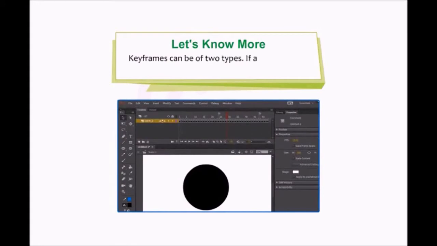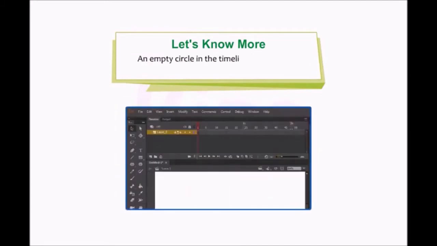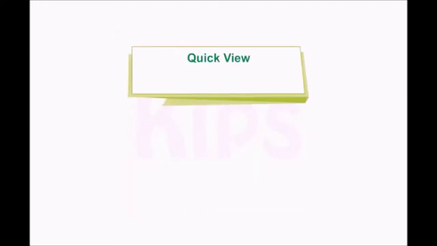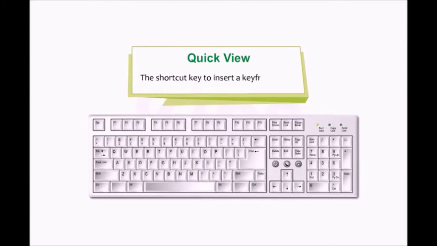Students, let us know more. Keyframes can be of two types. If a keyframe has content in it, then it is represented by a dark circle. An empty circle in the timeline preceded by a keyframe represents an empty or blank keyframe. Let us take a quick view. The shortcut key to insert a keyframe is F6.